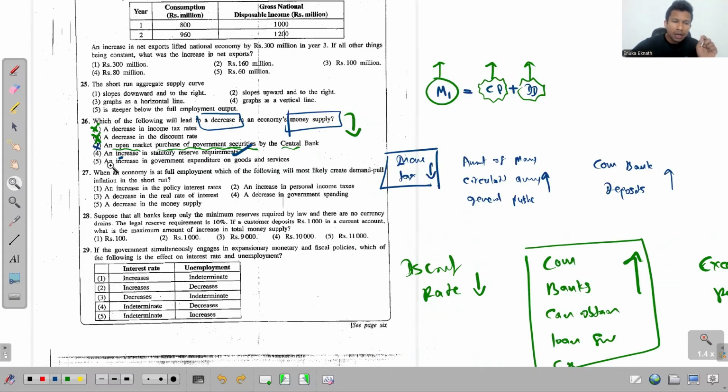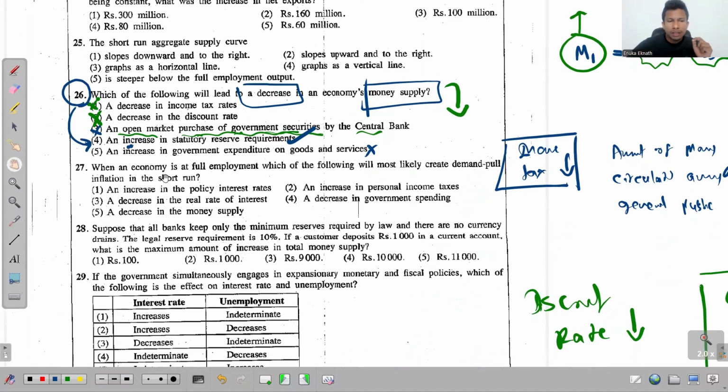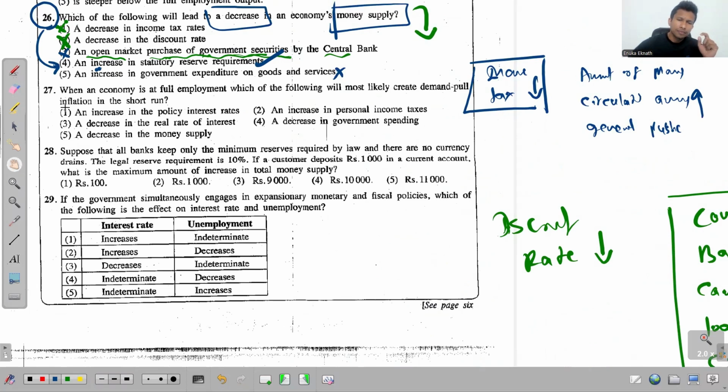So as a result of this fifth option also, money supply increases, not that it decreases. So this is also not the answer, right? For question 26, fourth is the answer there, right? Look at this 27th one now.